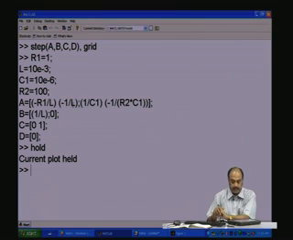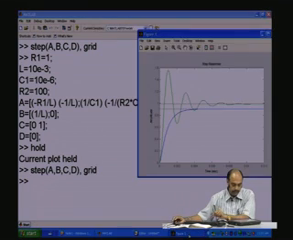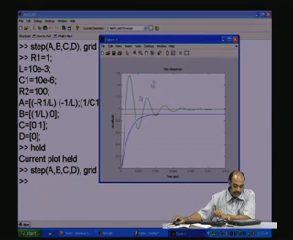So, the previous plot is held, and then again we give step A, comma B, comma C, comma D, and let us see the grid. So, now if we see the figure, you see very nice and interesting. This was the earlier figure, nicely damped, no oscillations.